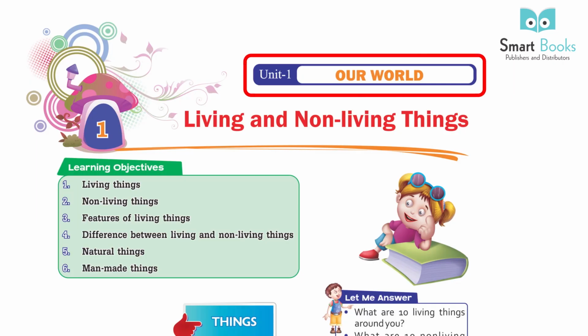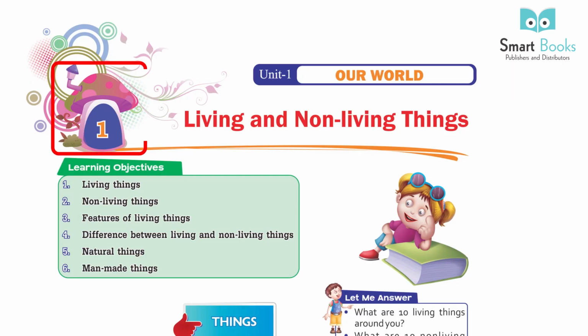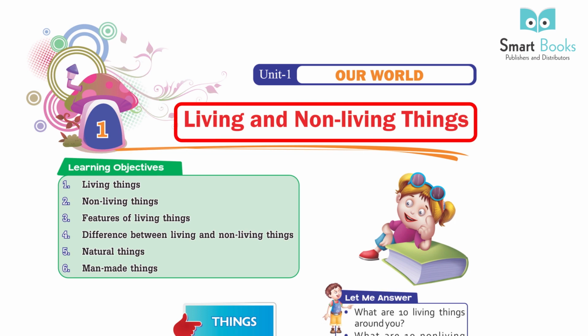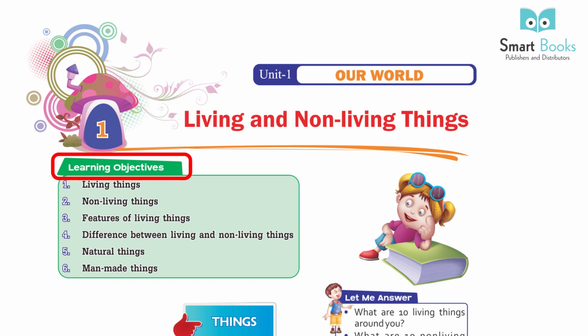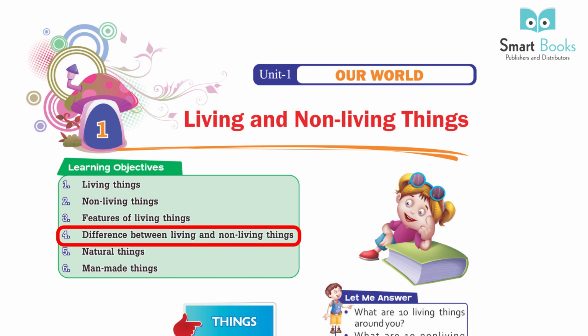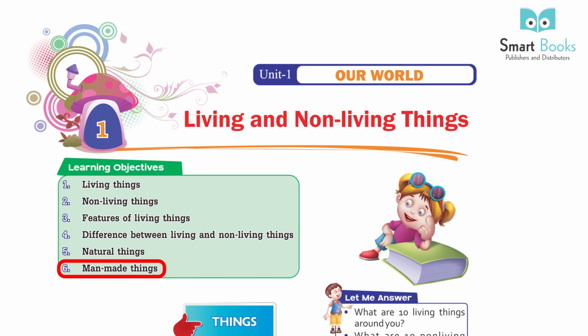Unit 1, Our World. Chapter 1, Living and Non-Living Things. Learning Objectives. 1. Living things. 2. Non-living things. 3. Features of living things. 4. Difference between living and non-living things. 5. Natural things. 6. Man-made things.